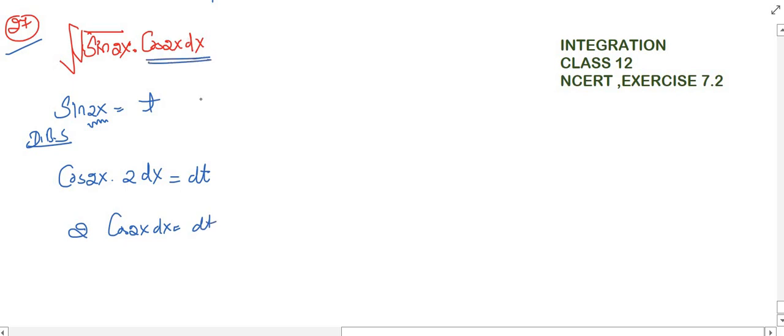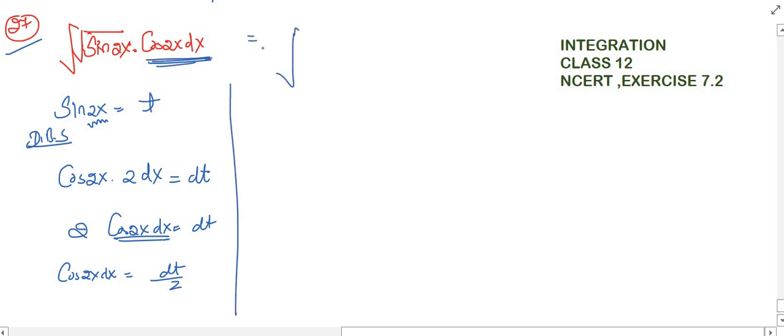Right? So I can write twice of cos 2x dx is dt. And this part is there in the question. I can use it. So cos of 2x dx is dt by 2. Okay, dt by 2. So I will use it here. Integration of this we have assumed as root of t into dt by 2. Now understood? See, this part cos 2x dx is nothing but dt by 2.